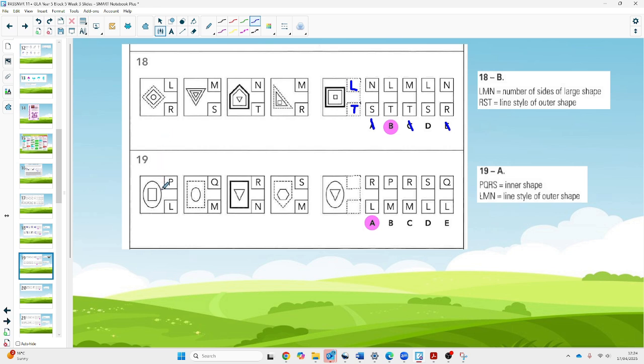Moving on then to question 19. The top row is all about the inner shape, and again they're all different, but we need a triangle, therefore we need an R, so we can eliminate the ones that are not R's. And then L, M and N. Now the M's stand for the outer line, the dash line. N is bold, L is the fainter bold line around the outside, and therefore what do we need? We need an L. So RL.